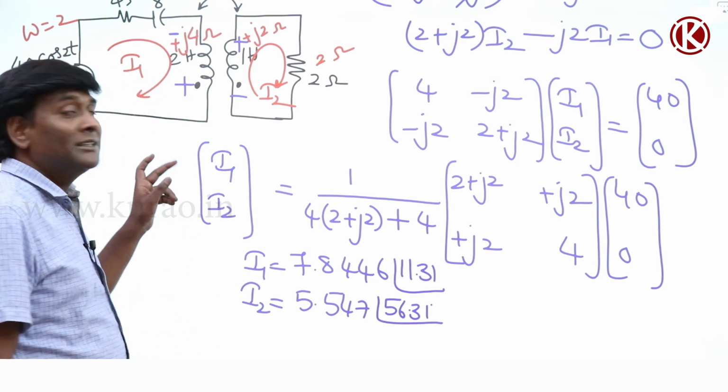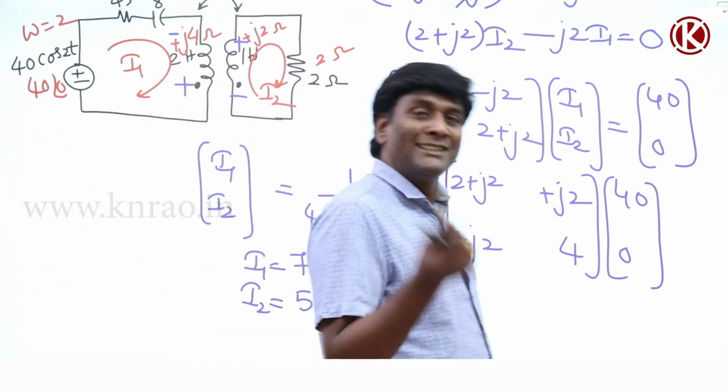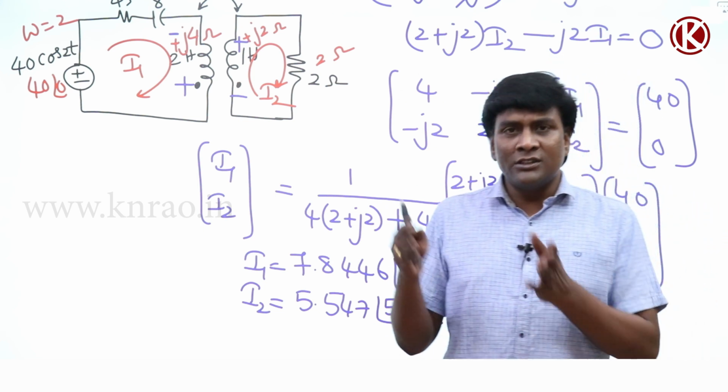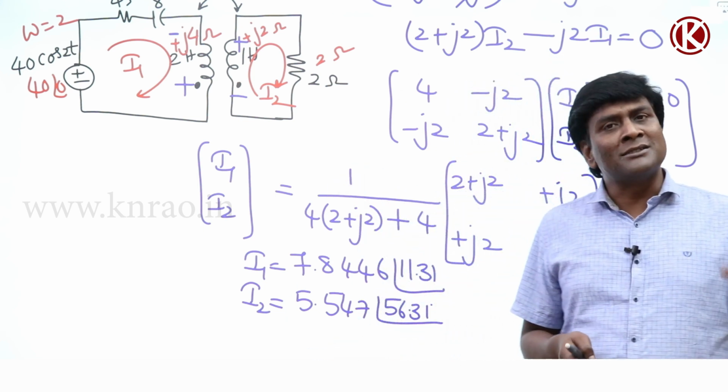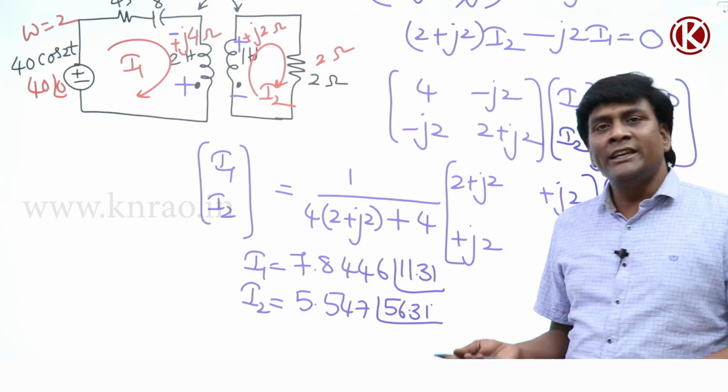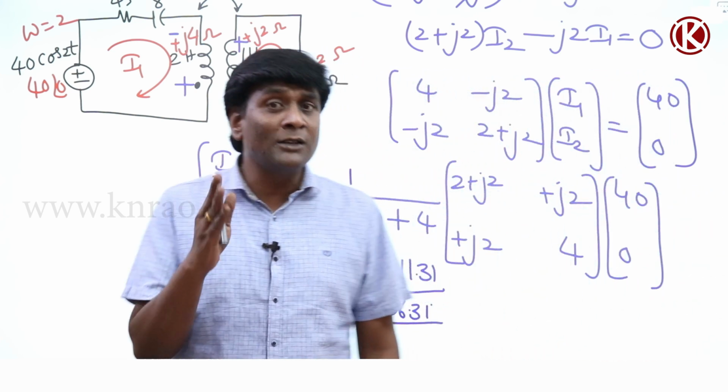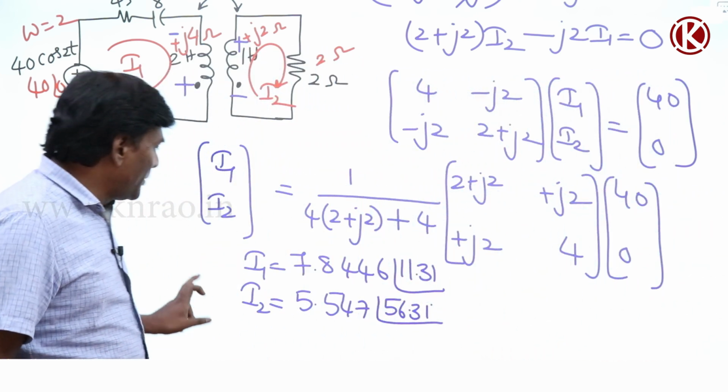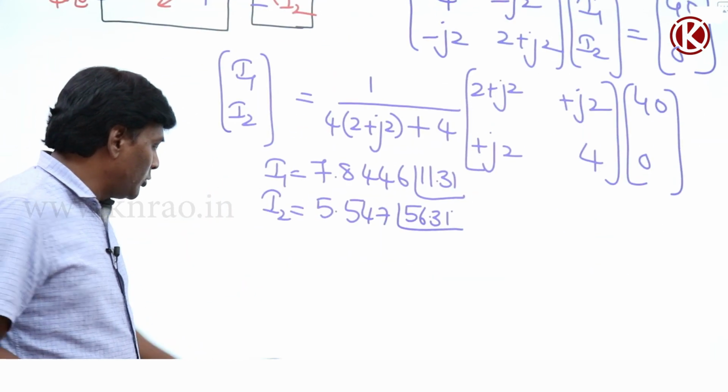Why we have to convert? Because at 1.5 second, how much should be the instantaneous value should be known, and after that half L1 I1 square plus half L2 I2 square plus or minus M I1 I2, we know the equation. We are going to find out the energy stored at that particular instant. Okay, so you please convert this into time domain.